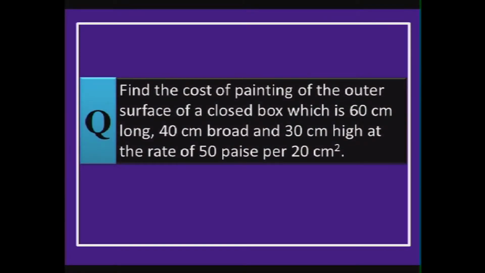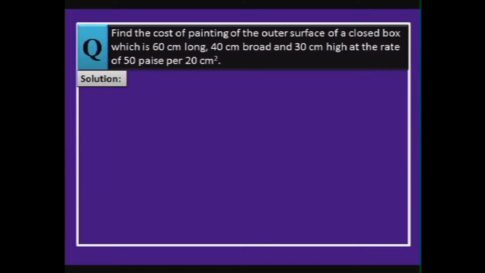Find the cost of painting the outer surface of a closed box, which is 60 centimeters long, 40 centimeters broad and 30 centimeters high, at the rate of 50 paise per 20 centimeter square. Let us start with the solution.